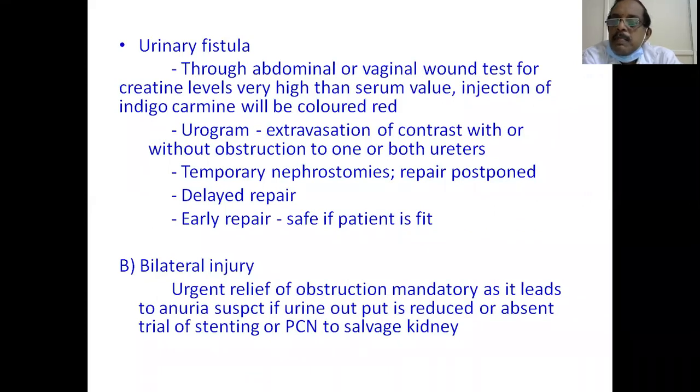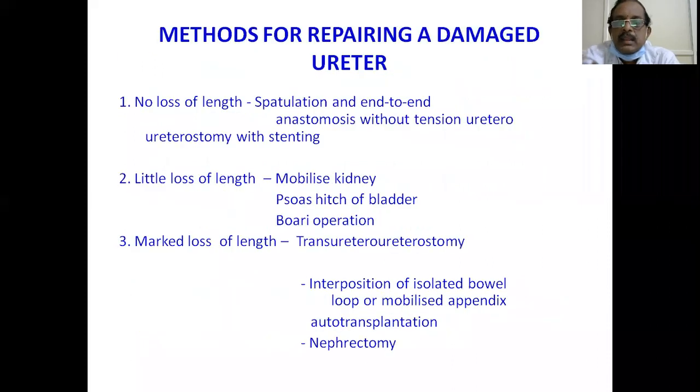You have to conserve the kidney function by doing a percutaneous nephrostomy. Though it is mentioned as stenting, it may be very difficult to stent because of the obstruction. So if you cannot stent, then immediately you do a percutaneous nephrostomy to salvage the kidney.